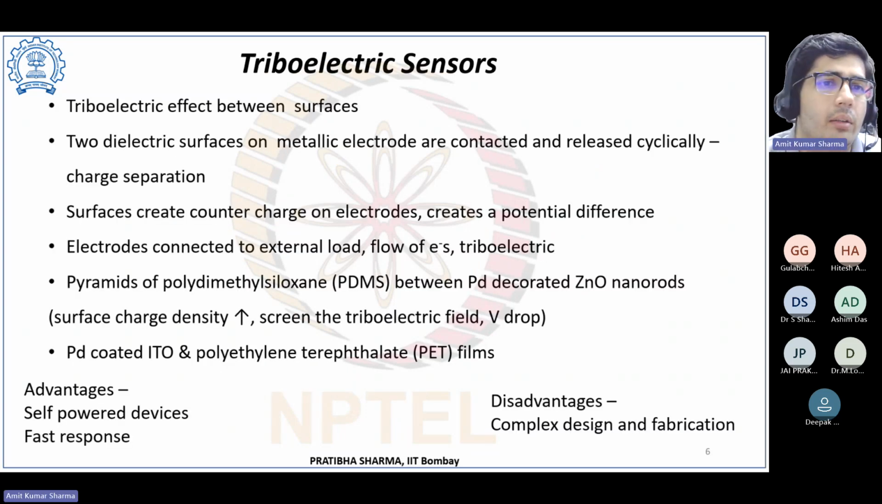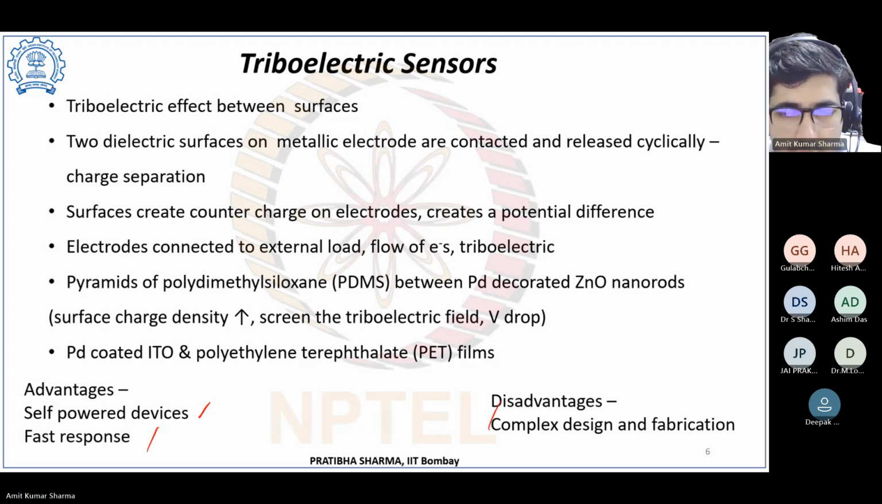Now the triboelectric sensor. It also has advantages like self-powered devices and fast response, but complex design and fabrication.